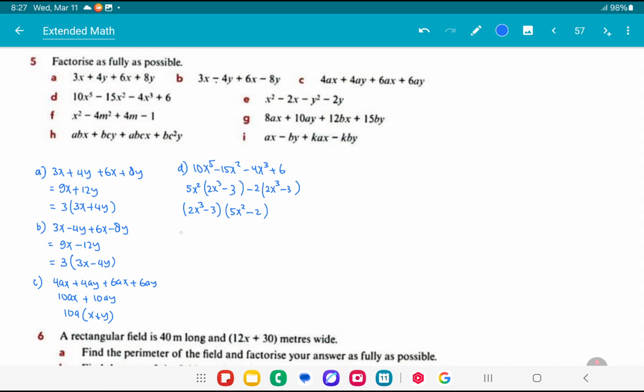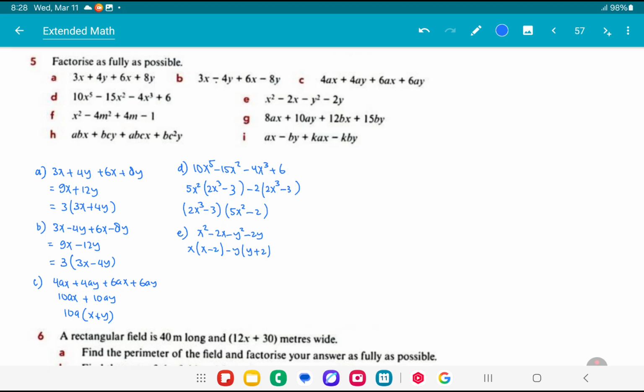We continue with question E. x squared minus 2x minus y squared minus 2y. We factor x with (x minus 2) minus y and (y plus 2). And that will be the simplest form.